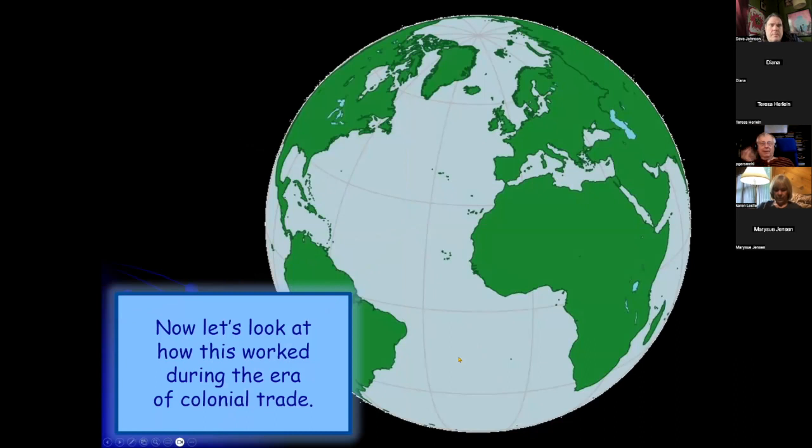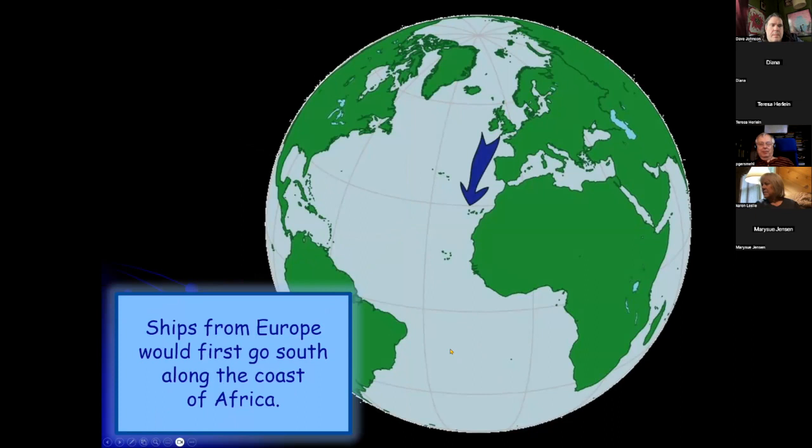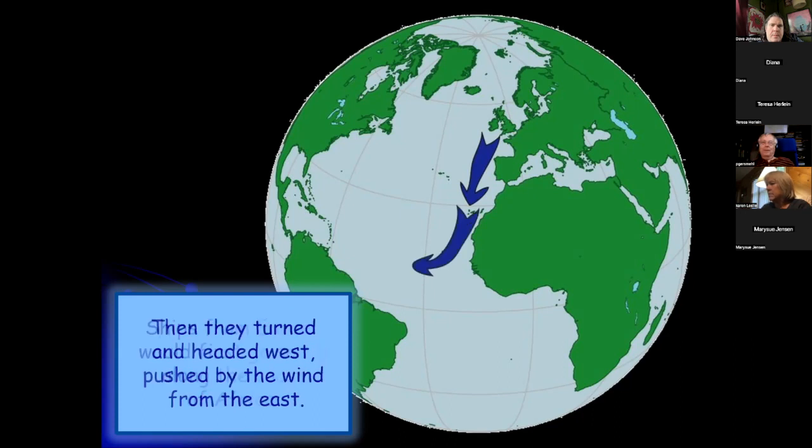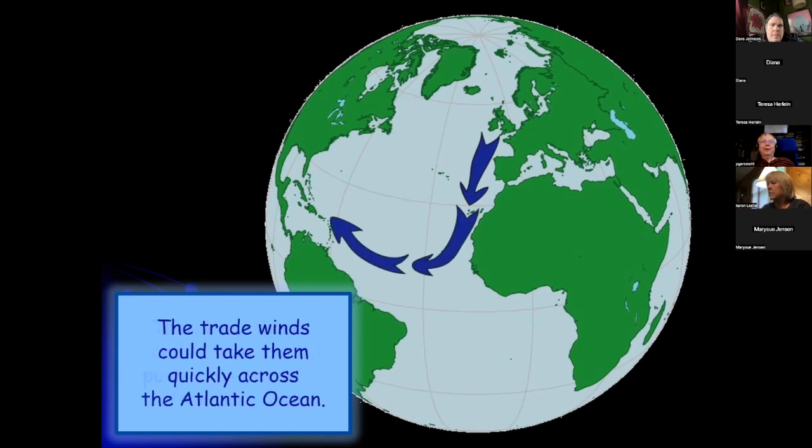Now let's take a look at what this did during the era of colonial trade. Somebody from Britain could just drop a boat into the ocean and it would wind up flowing south. It was just great because you were fresh, you had all your ammunition, you could go right by Spain and shoot up a couple cities, and then you could go out across the ocean.